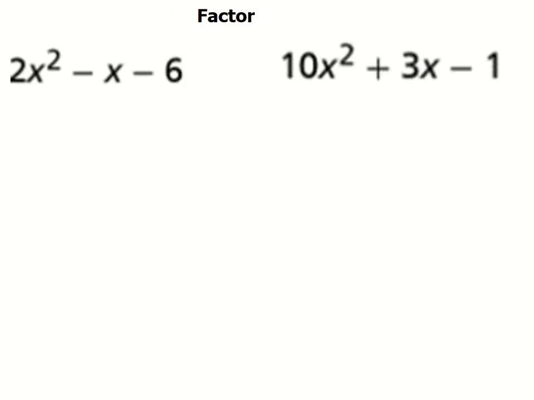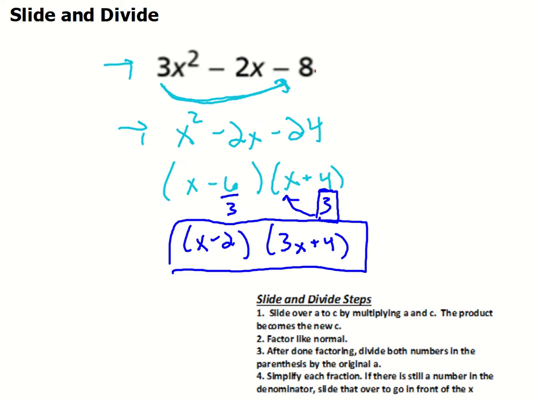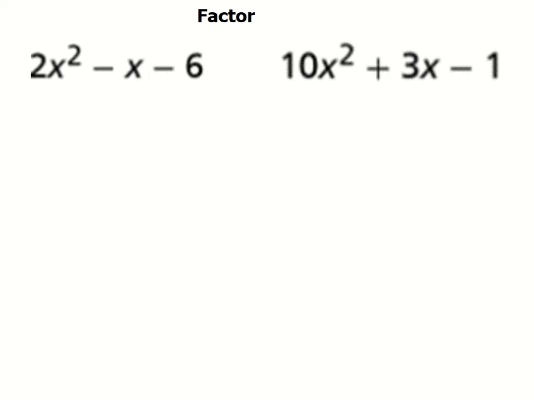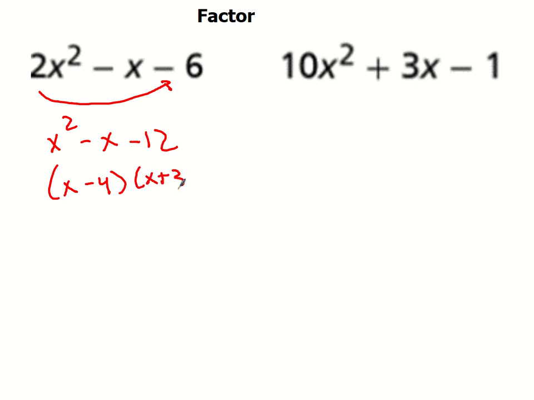Let's look at this first one here. I want to try this one with slide and divide again, to show you another example of slide and divide. So first step, slide this over by multiplying and then rewrite: x squared minus x minus 12. Now I factor like normal, so I'm looking at my factors of negative 12 that add up to negative 1. So that's going to be negative 4, positive 3.